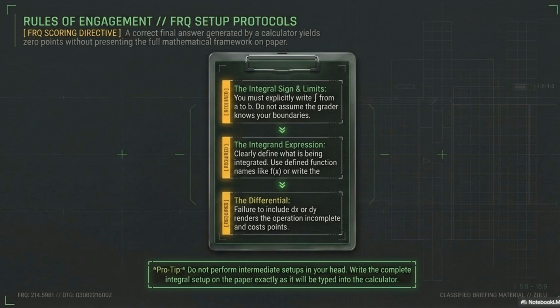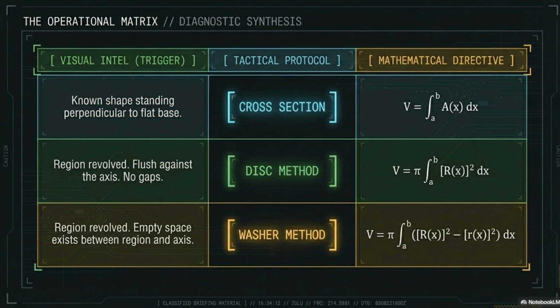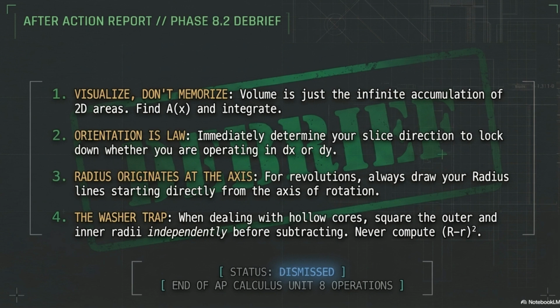Adhere strictly to the rules of engagement for FRQ setup protocols. A correct final answer generated by a calculator yields 0 points without presenting the full mathematical framework on paper. You must explicitly write the integral sign with boundaries, the integrand expression, and the correct differential. Do not perform intermediate setups in your head. Review the operational matrix for diagnostic synthesis. Match your visual intel trigger to the correct tactical protocol, cross-section, disk method, or washer method to lock in your mathematical directive. Time for the after-action report.